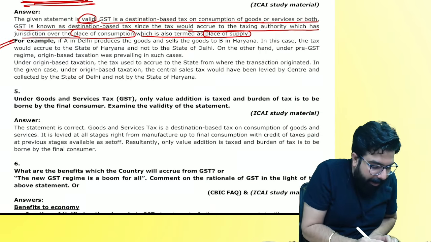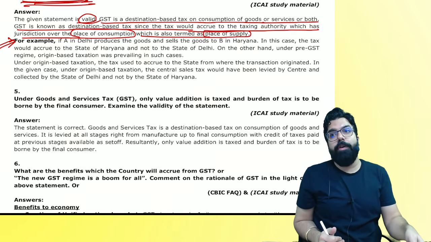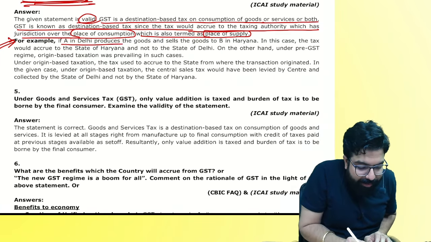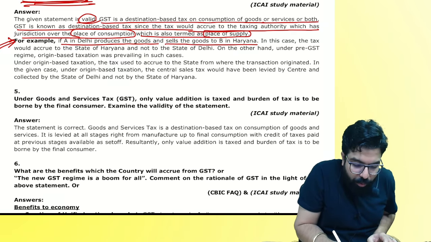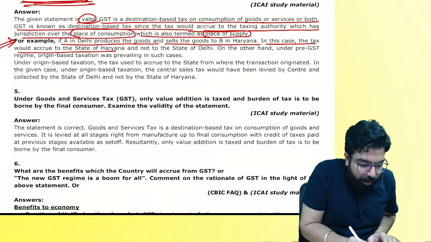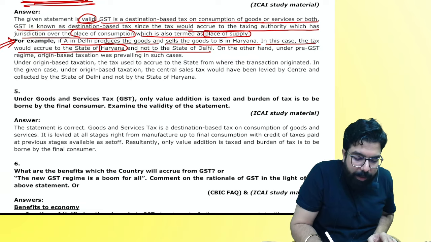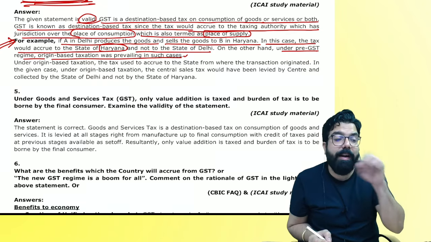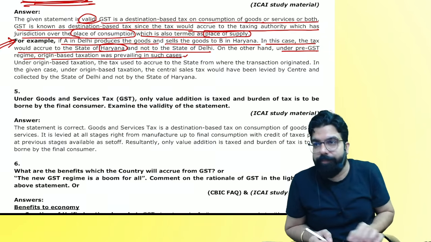Next. Now, example. See, they have written an example. How many of you wrote an example? Very good. Can I go ahead? See here. If A in Delhi produces the goods and sells to whom, everyone? B in Haryana. In this case, the tax would accrue to the state of Haryana and not to the state of Delhi. On the other hand, under the pre-GST regime, origin-based taxation was prevalent. And earlier, what used to happen? Origin. Did I tell you, everyone?